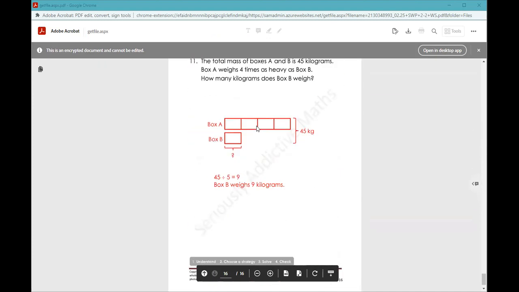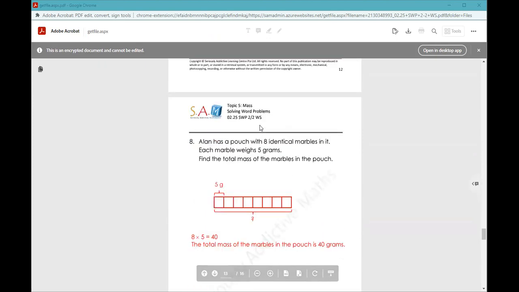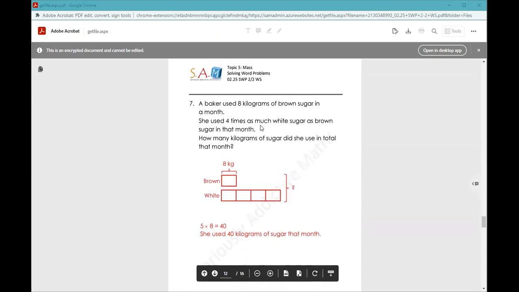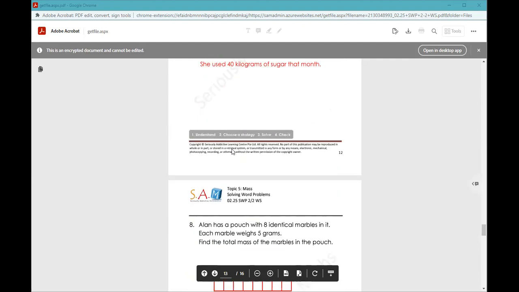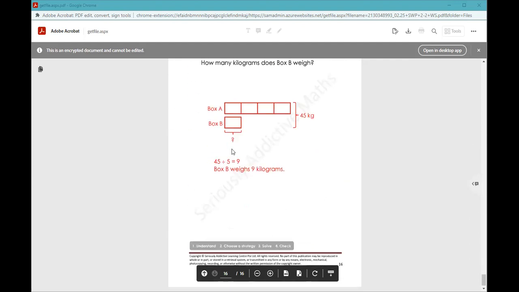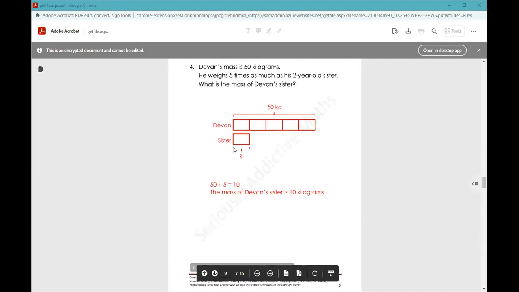This might be assigned as homework. Perhaps you can do it like that. So 7 to be done in class, and then the later questions they can do as homework. The emphasis is on making sure that they are able to draw this kind of comparison model, with multiplication involved. Okay, so that's for this booklet.